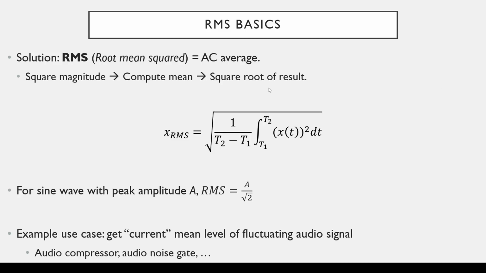All we have to do is square the magnitude, and we have the equation for the continuous time RMS here. So we're squaring the magnitude, and computing the mean by integrating and then dividing by the total signal time. A similar approach applies for discrete time as well, where we sum the squared samples and divide by the number of samples, and then we take the square root of the result to essentially undo the squaring we did initially.